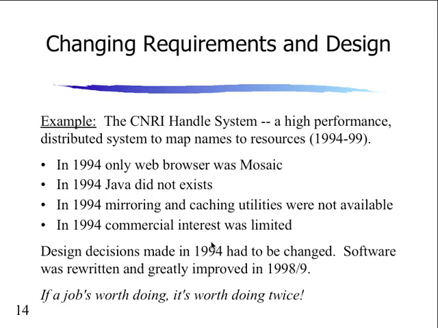An example here: the CNRI Handle System, a high-performance distributed system for mapping names to resources. 1994, 1999, and then we got all this other stuff. We got the web browser. Back in 1994 it was Mosaic, which does not exist anymore. Java didn't exist. Monitoring and caching utilities were not available. Commercial interests were limited. So decisions made back in 1994 had to be changed.